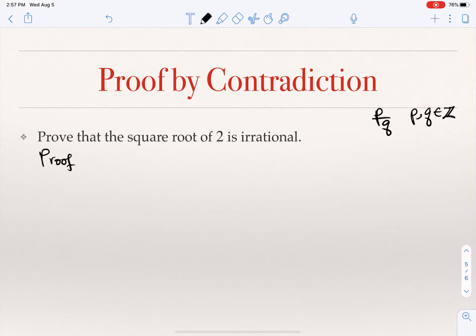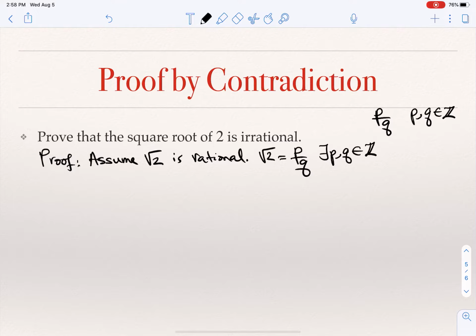If I want to prove it by contradiction, I say assume that the square root of 2 is rational, right? So this is the negation of what I want to establish. If I want to show that the square root of 2 is irrational, I say let's assume it is rational, and we will reach a contradiction. What does it mean to assume the square root of 2 is rational? This means that the square root of 2 equals p divided by q for some integers p and q.